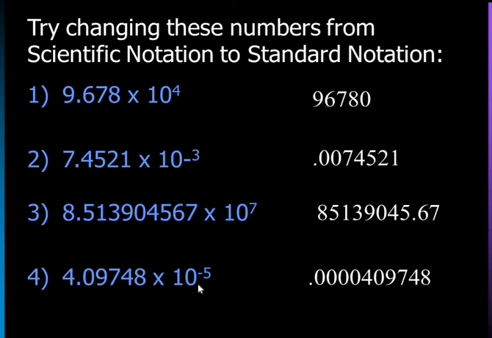Look here, I will move it to the left 5 digits. One of them will be to the left of 4, so I still have 4 zeros to be added. 1, 2, 3, 4 zeros.